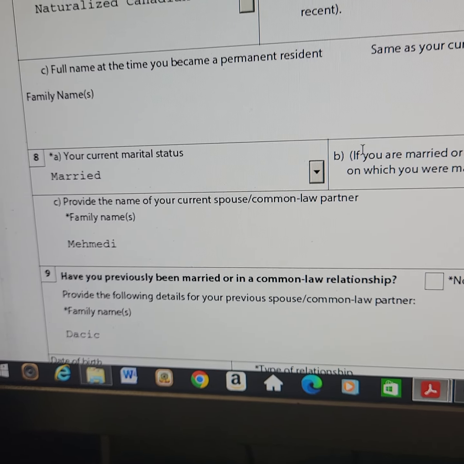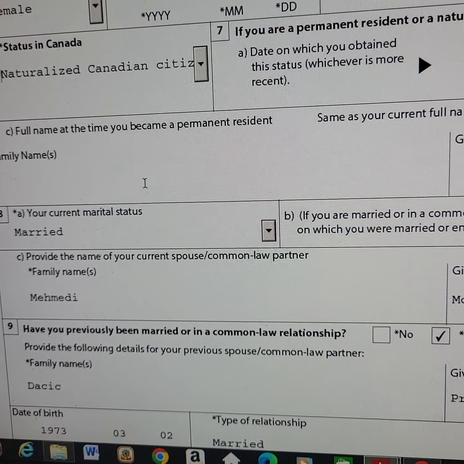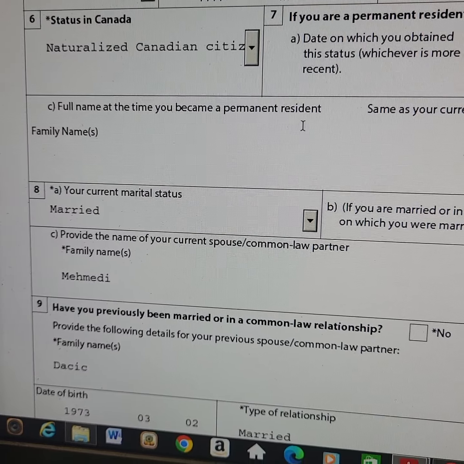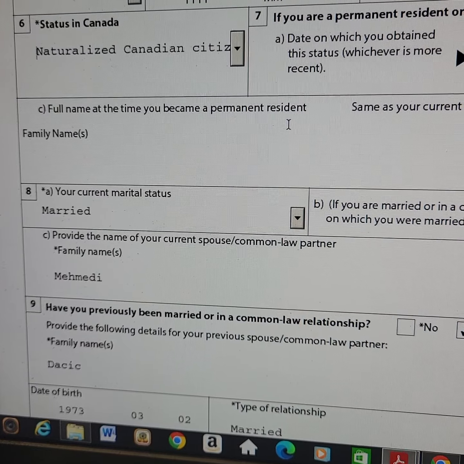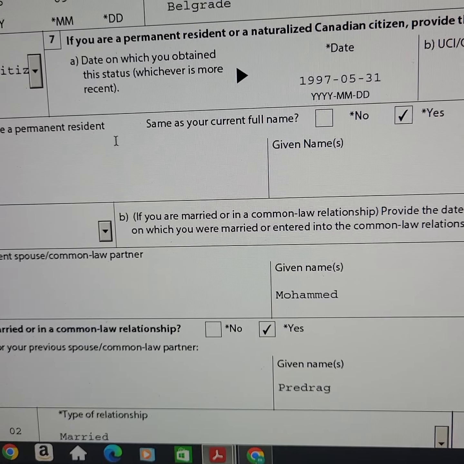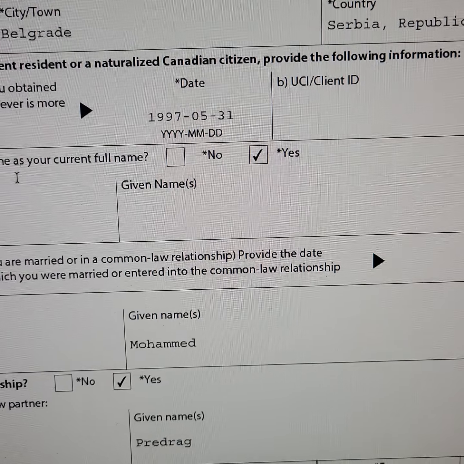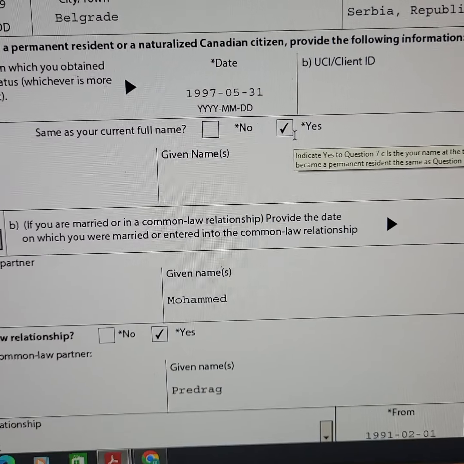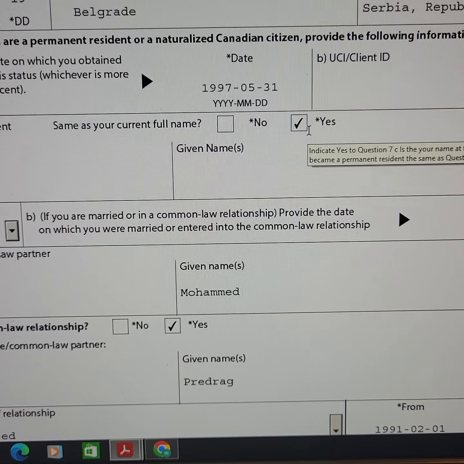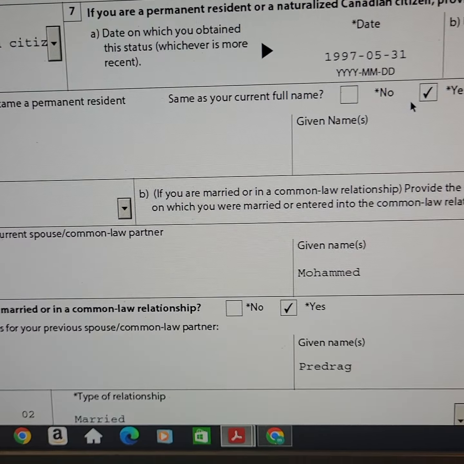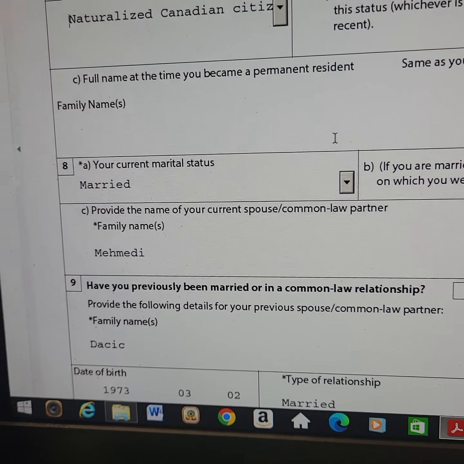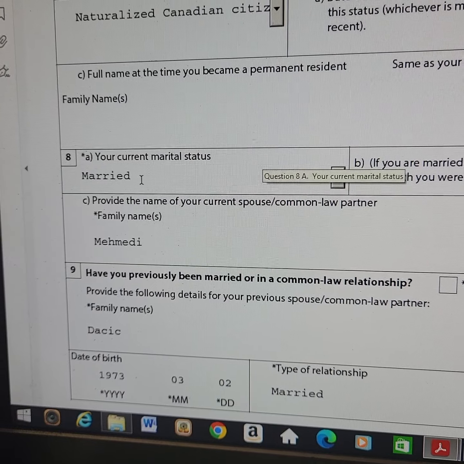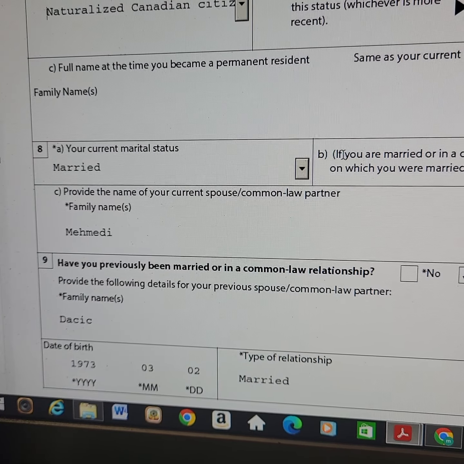Okay. Next one is full name at the time you became a permanent resident. Okay, so pay attention. When you came to Canada, however you got your permanent resident status, was your last name the same as your current full name? So obviously for me it was yes. Okay, I got married, and then later when I got my permanent resident status, I had the same last name. Okay. Next one, your current marital status is obviously you are married because you got married in Morocco, right?